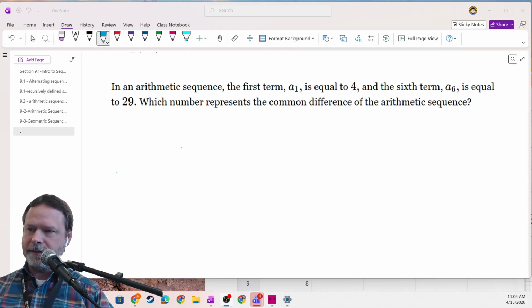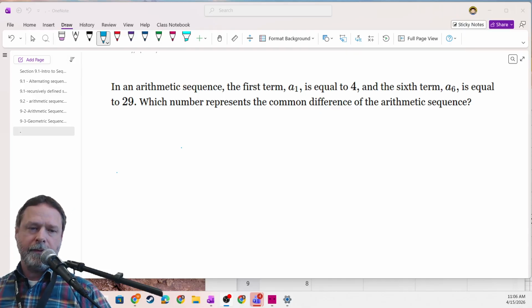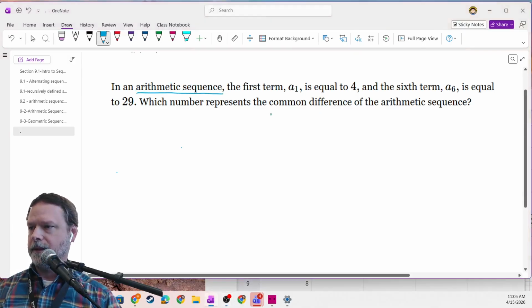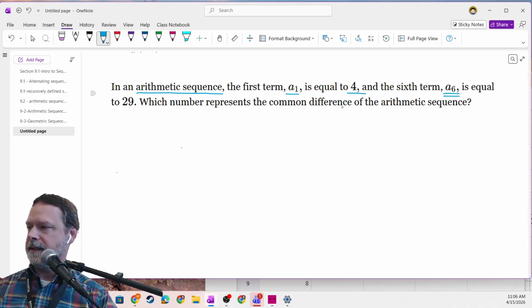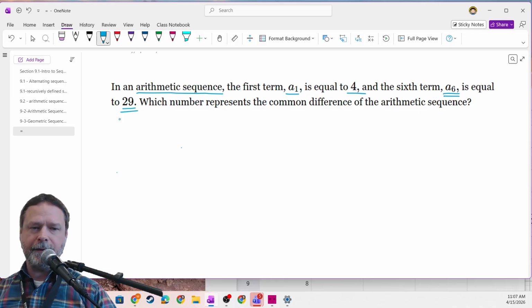Let's take a look at a particular example. I stole this from Delta Math, where we are given two terms for an arithmetic sequence. That is A1 is 4 and A6 is 29. And we want to find what the common difference is. And we could go further and say, hey, what is the explicit formula?